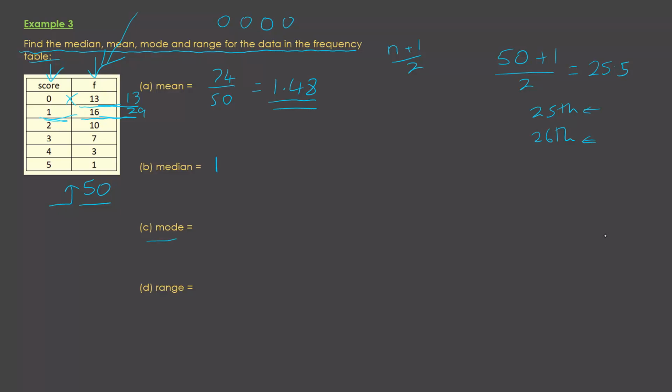The mode is the most commonly occurring piece of data, so we look for the highest frequency. That's 16, and therefore the mode is 1. Remember, the scores are the data values. The frequencies just tell us how many of each we have. Finally, the range is the largest piece of data, and that's a 5, take away the smallest piece of data, which is a 0. So the range here is 5.